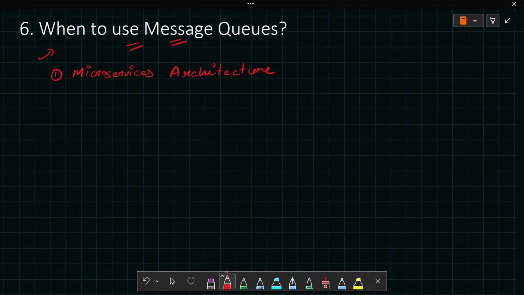What is the solution that we have done with the help of message queues? So the solution is use message queues to enable asynchronous communication between the microservices, which allow each service to operate independently and resiliently. Okay, they operate independently.